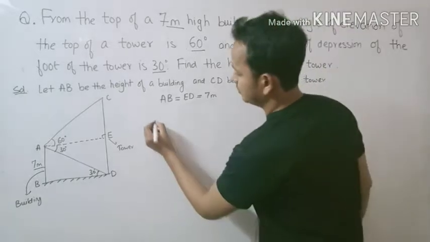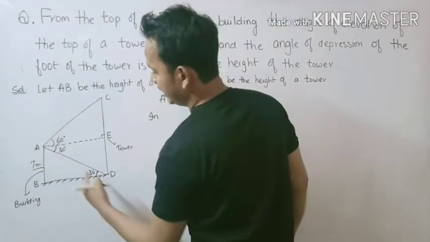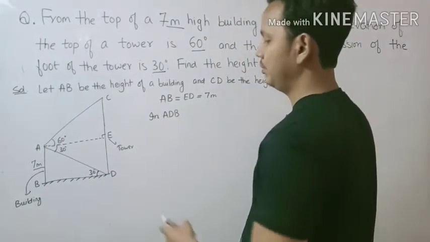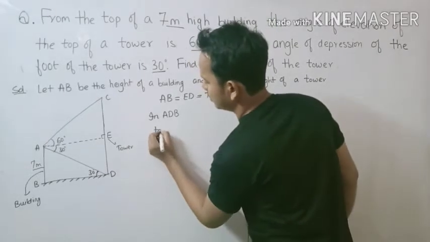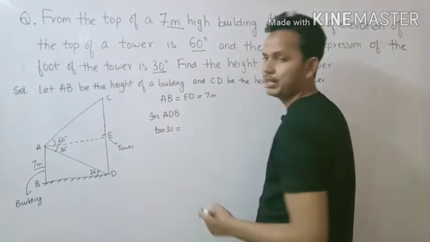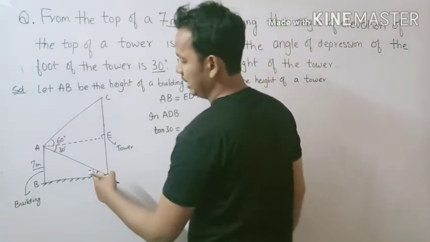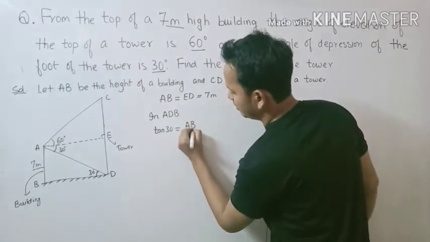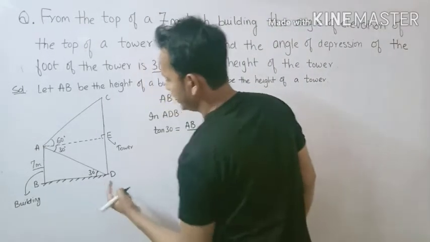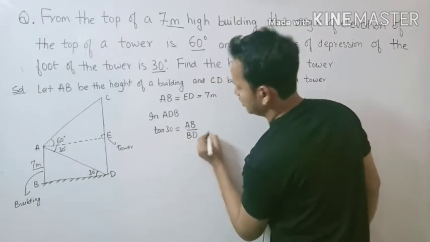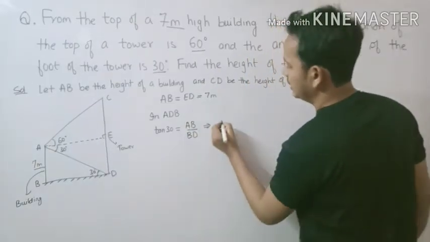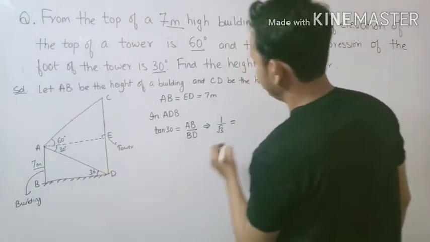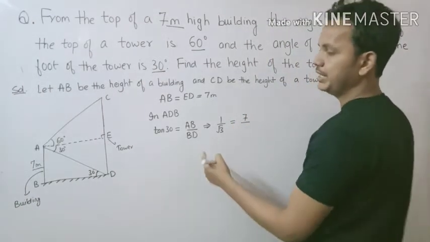So in triangle ADB, we apply tan 30. So tan 30 is equal to perpendicular upon base. Perpendicular is the side opposite to this angle, so this is AB. Base is BD. As we know that tan 30 is 1 upon root 3, equal to AB, which is 7 meter, upon BD.